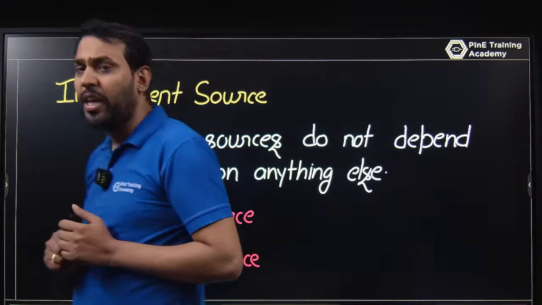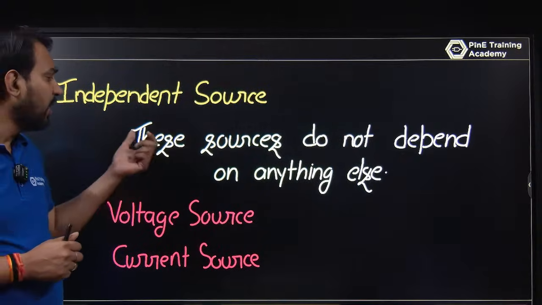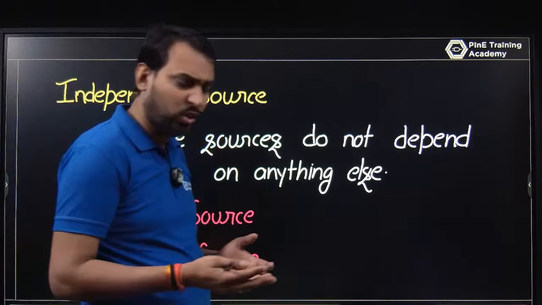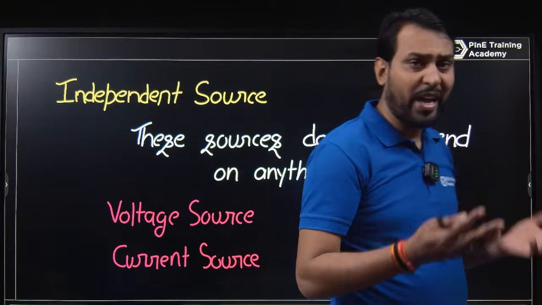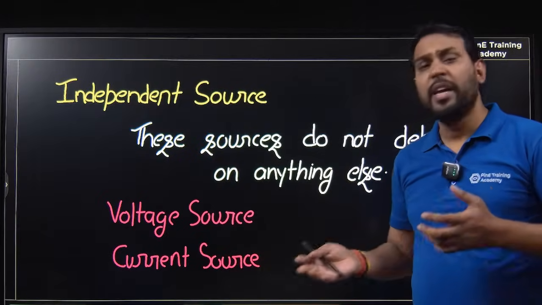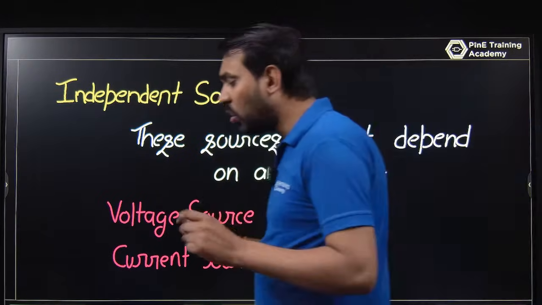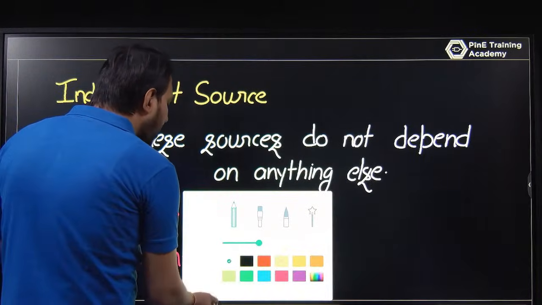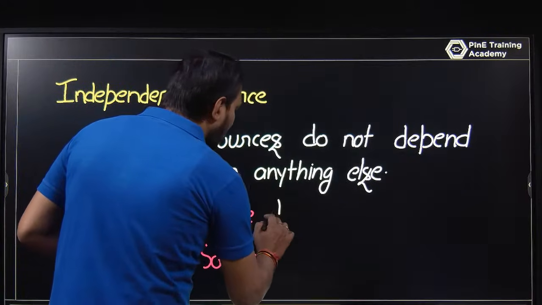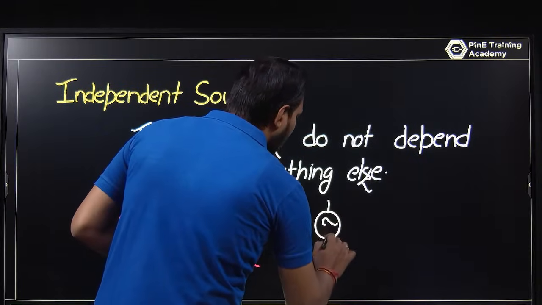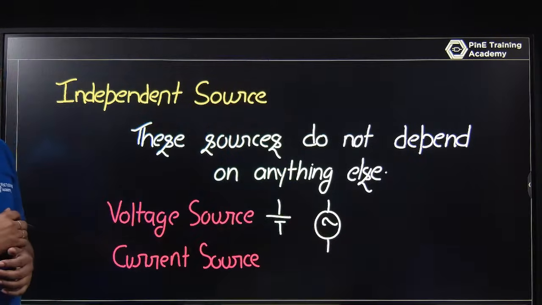The name says that these sources do not depend on anything else. You may have a DC voltage source, a battery, an AC supply, a current source, or a MOSFET-based current source. It is simply defined as a constant voltage or constant current, so they do not depend on anything. You can represent a voltage source in this way. These are voltage sources, and they are not dependent on any other circuit elements.